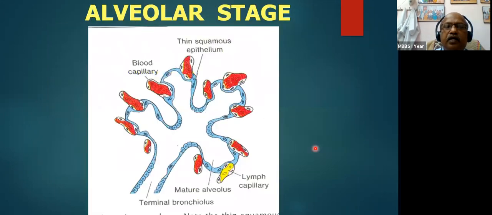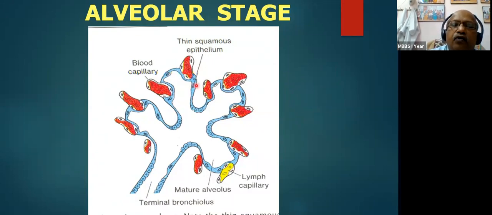Now the next stage is called the alveolar stage or alveolar sac stage. By this time, you will have formation of more alveoli, and furthermore the intimacy between the capillary and the alveoli will increase. That's why this is called the alveolar stage. This alveolar stage will be attained after delivery also. This maturation will take place in childhood also. Here also you will have formation of more alveoli, and the intimacy between the alveoli and the capillary will be more.